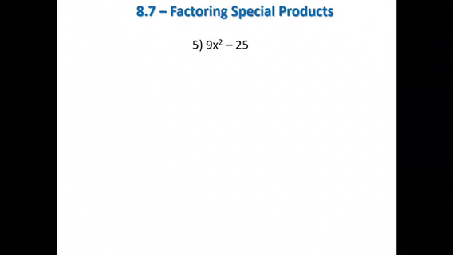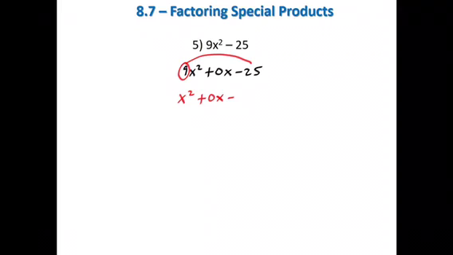Once again, we want to go ahead and fill in the middle term as a 0. So 9x squared plus 0x minus 25. We'll use slide divide, so we take the 9 and we slide it back. So x squared plus 0x minus 225. We want the factors of negative 225 that add up to be 0. In this case, it's going to be a positive and negative 15. So we've got x plus 15 and x minus 15.